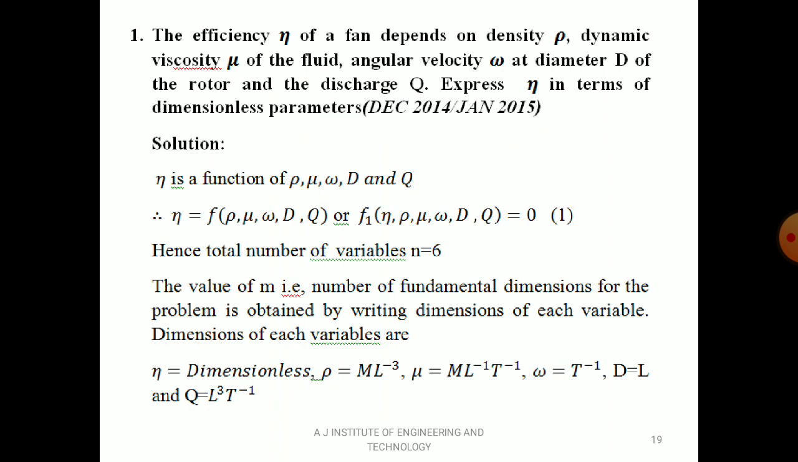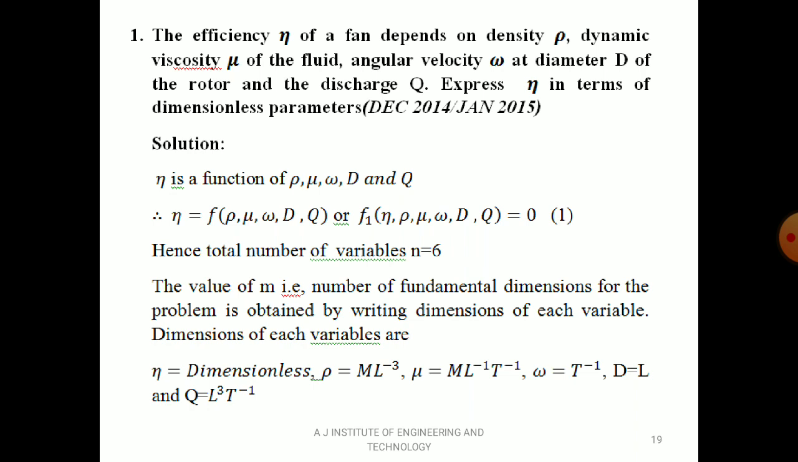So, second problem: the efficiency eta of a fan depends on density rho, dynamic viscosity mu of the fluid, angular velocity omega, diameter d of the rotor, and the discharge q. Express eta in terms of dimensionless parameters. This was a question asked in December 2014, January 2015. So here they ask for an expression for eta.